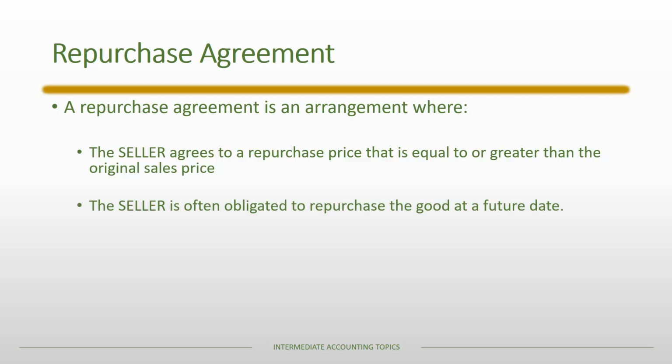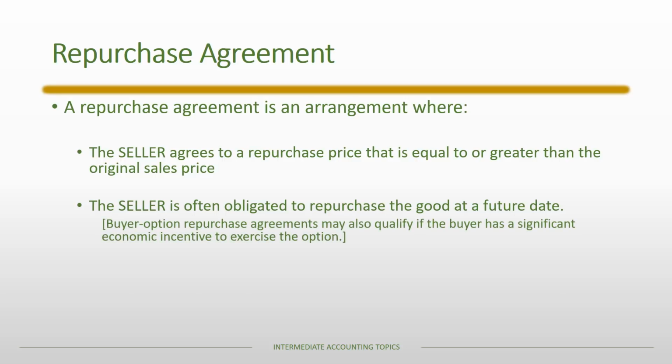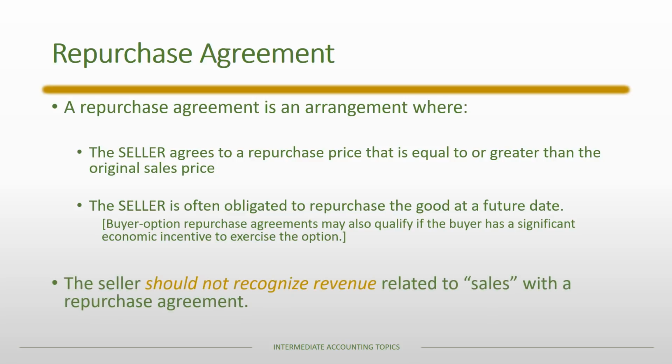Many times the seller is obligated to repurchase the good at a future date, although there are situations where there's a buyer option on the repurchase agreement, and it would qualify as a repurchase agreement if the buyer has a significant economic incentive to exercise the option. The key here is the seller should not recognize revenue related to the sale with the repurchase agreement. Under US GAAP, we really view this as a financing arrangement, and so they really haven't made a sale. They've just created some sort of financing arrangement for themselves. And so you cannot recognize revenue related to a sale where there is a repurchase agreement.